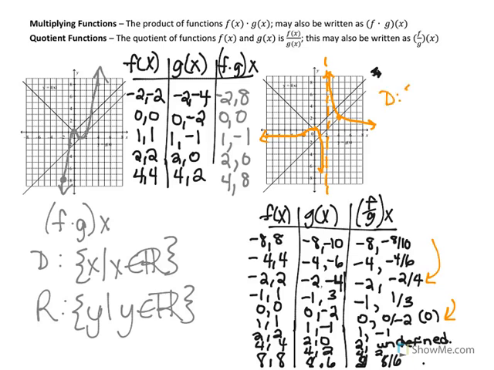So for our domain, for f over g of x, x cannot equal 2 for the real numbers. And for our range, we can just say y is an element of the real numbers. From what it looks like, it's going to hit every point at some point. Alright, and that is how you combine functions graphically. Just combine your y values.